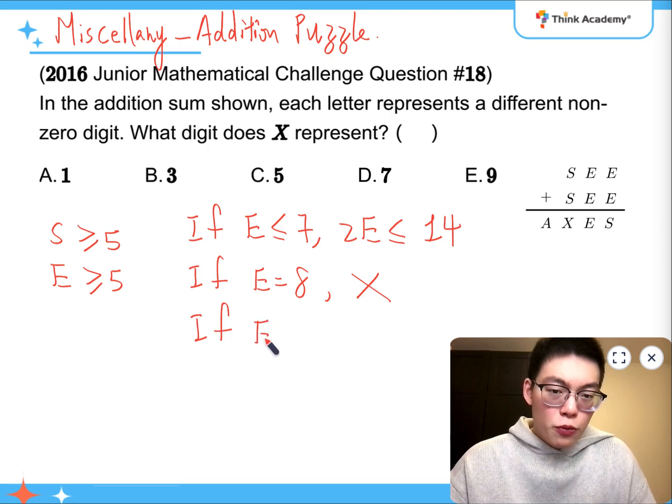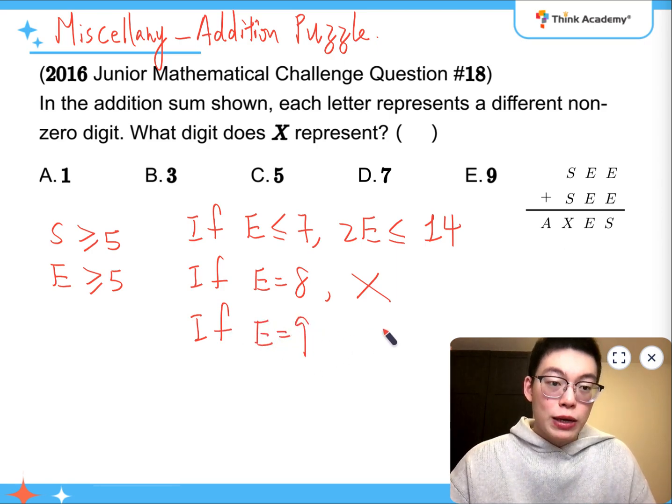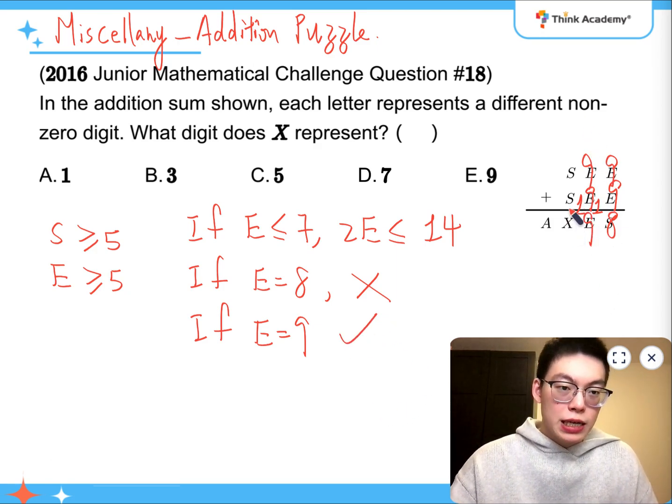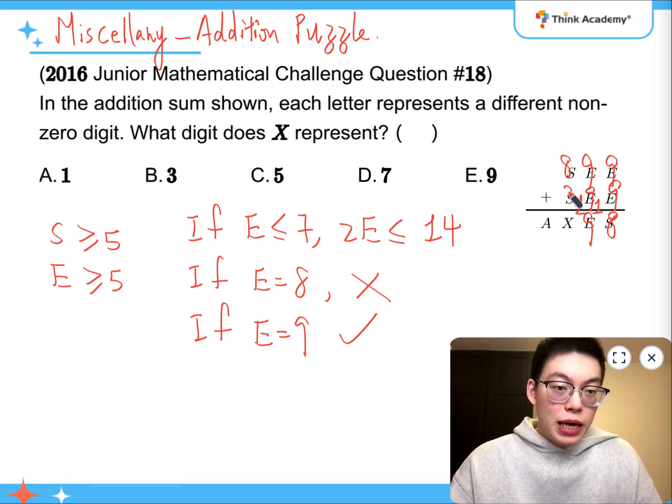So finally, we have only one option left, which is when E is 9. So when E is 9, two 9s are going to add up to 18. So S is greater than 5. And two 9s adding up to 18, adding 1, that's 19. Right? So it fits. All of the E's are 9s now. And S is going to be 8.